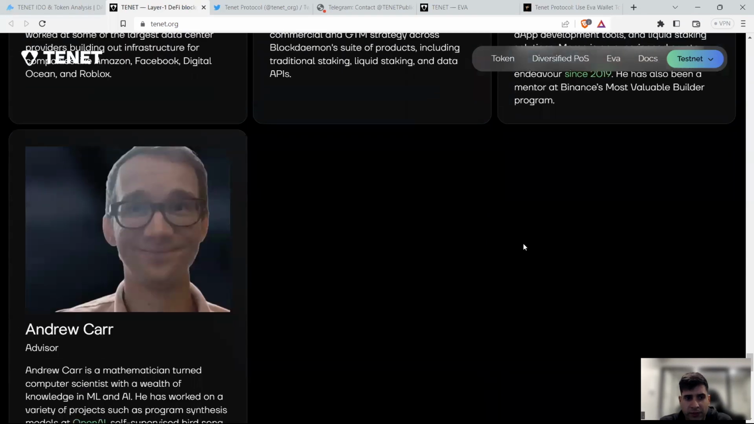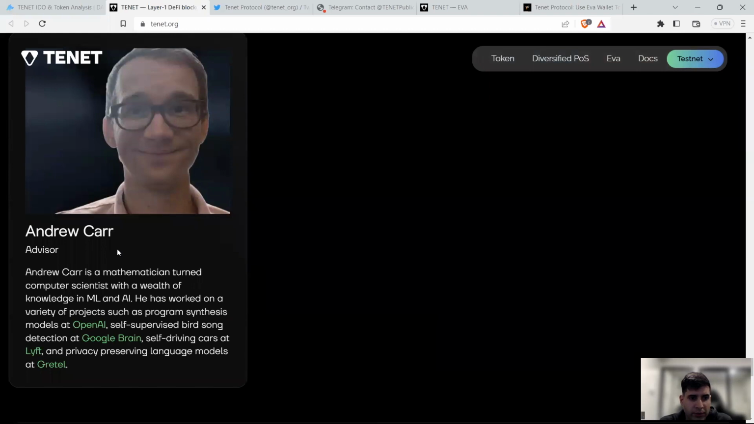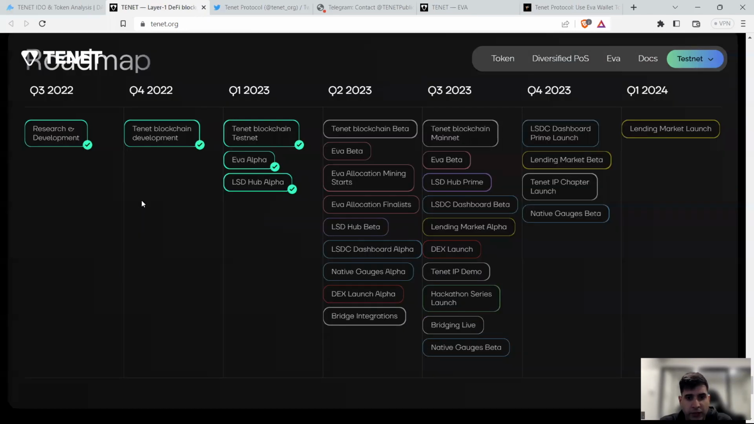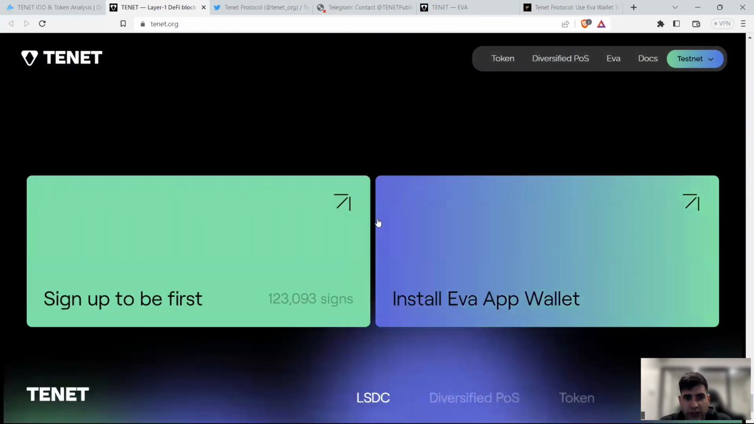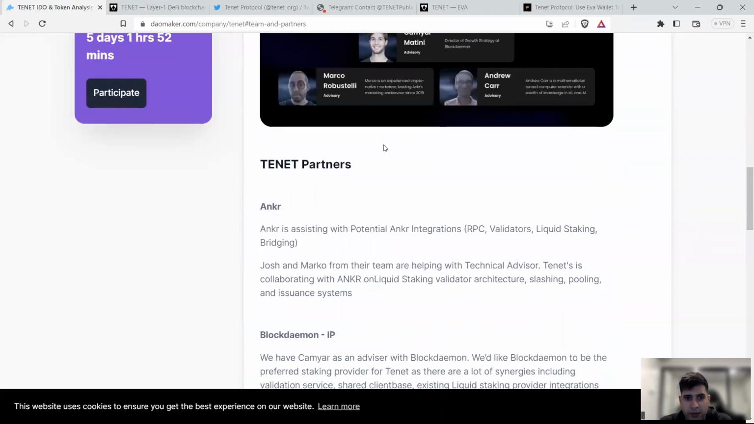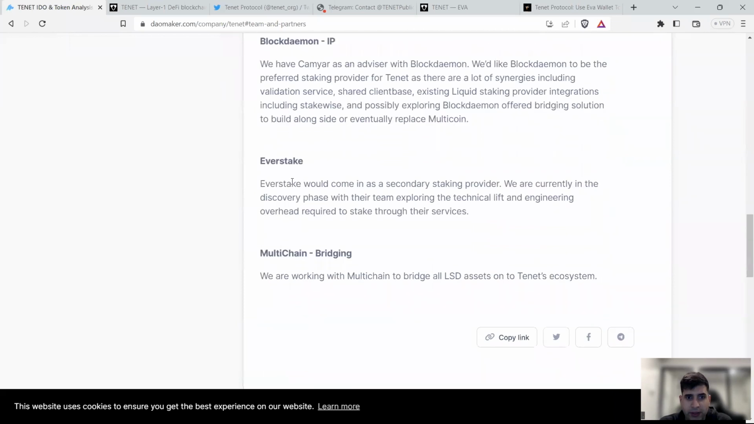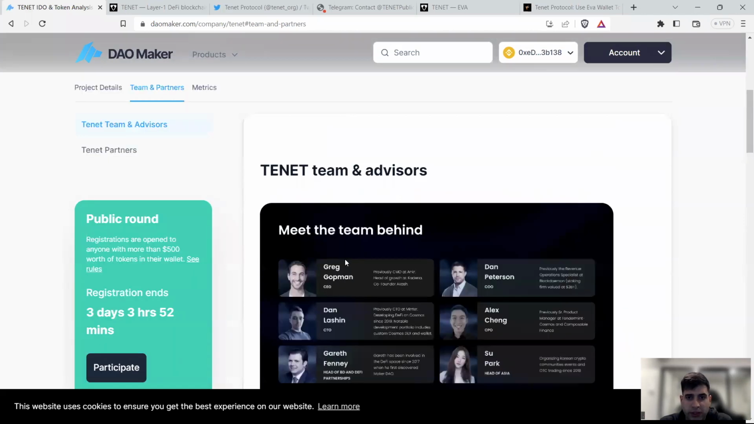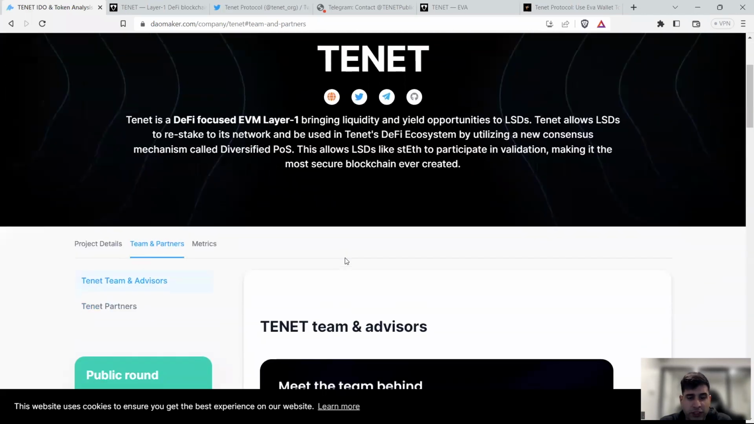They've got someone who works at OpenAI basically, and familiar with the AI language. And this is more detailed backing here. They've also got the partnerships of Ankr, Blockdaemon, DAOMaker, EverStake, and multi-chain bridging, which helps bridge LST assets across the Tenet ecosystem. So they've got pretty strong partnerships for the project.